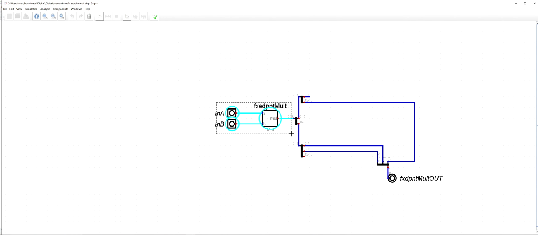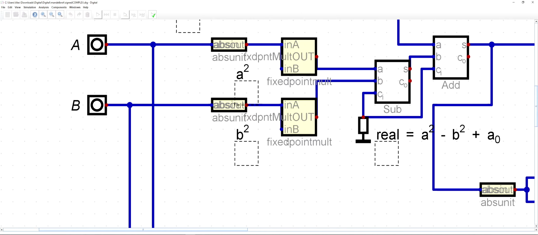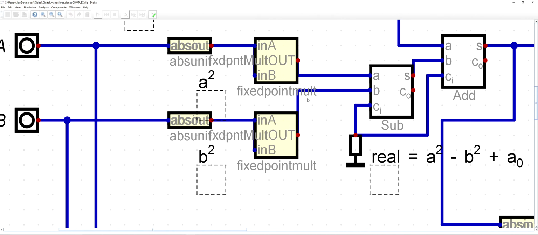So with fixed point, you just have to retain your decimal point when you're doing the multiplication, because all of your bit widths double. So if I go back now, you can see that the multiplier is just doing the fixed point multiplication. That's why it's called fixed point mult. And then it's just outputting here.